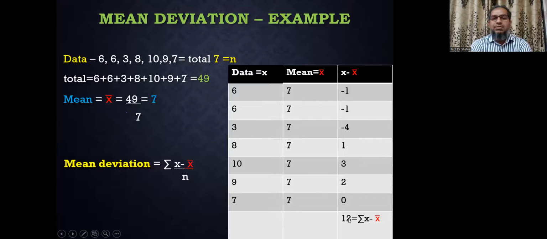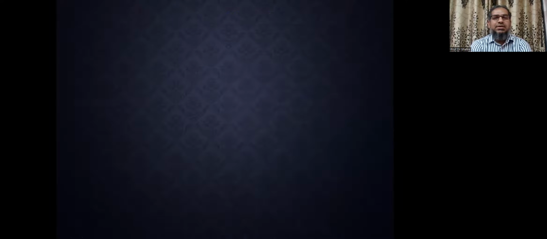So the total has come to 12. Mean deviation is equal to the summation of x minus x bar by n. It is the difference of the observation from the mean, so x minus x bar by n. How much is x minus x bar here? The summation is 12, divided by 7. So 12 by 7 is equal to 1.71. So the mean deviation for this given data is 1.71. We have to ignore the signs, plus or minus.